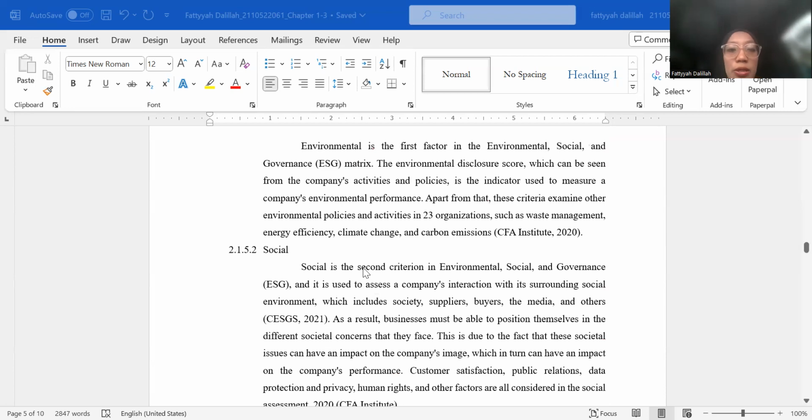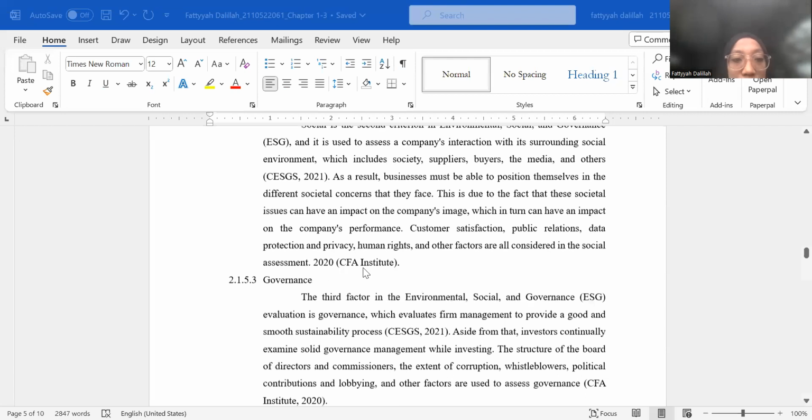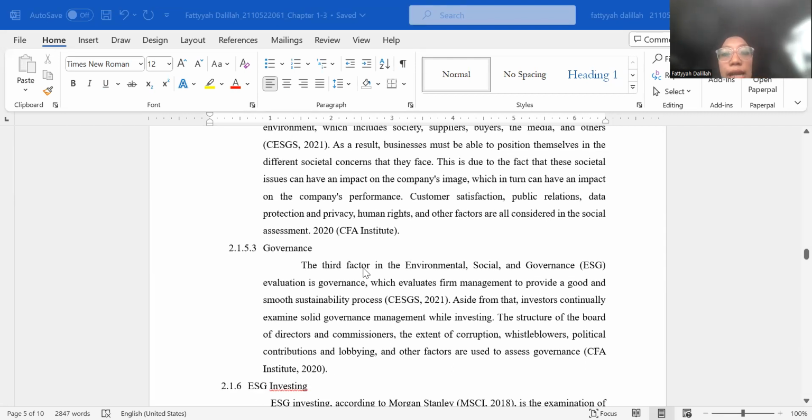And then the second one is social. Social is the second criterion in the ESG matrix, and it is used to assess the company's interaction with the surrounding social environment, which includes the society, suppliers, buyers, media, and others. And the last one is governance. The third factor in the ESG evaluation is governance, which evaluates a firm's management to provide a good and smooth sustainability process for the company.